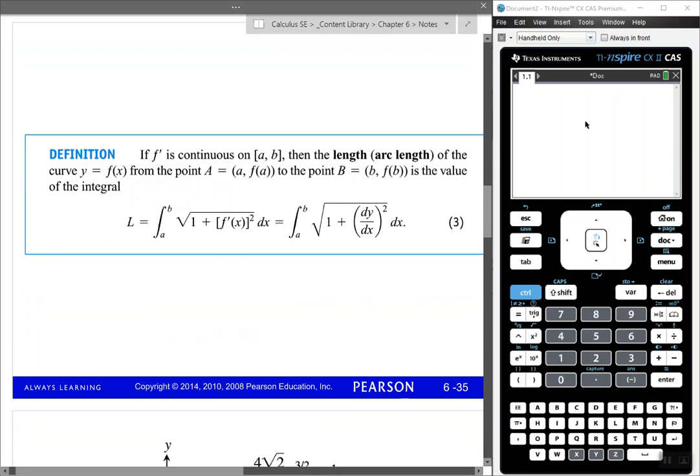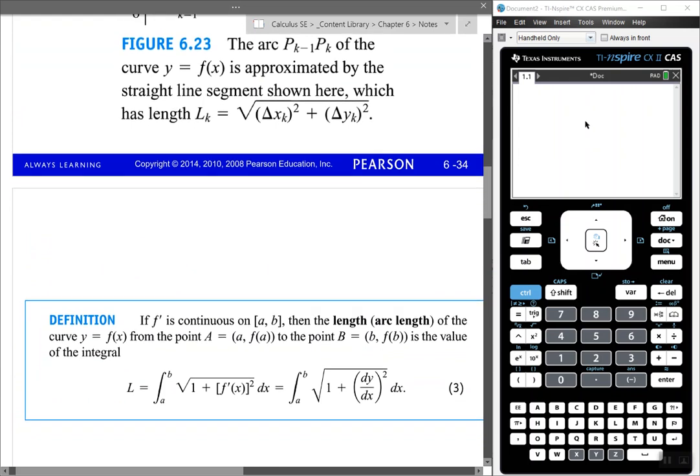So if f is continuous on [a, b], then the length, called arc length, of the curve y equals f of x from the point A to the point B is the value of the integral from a to b of the square root of 1 plus f prime of x squared dx. Or you can write it the other way, the square root of 1 plus (dy/dx) squared, dx.